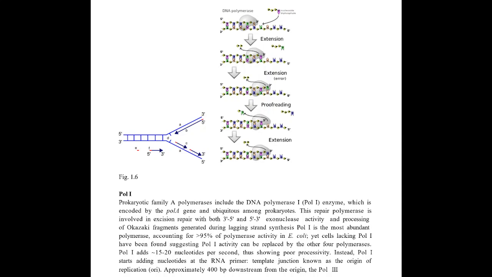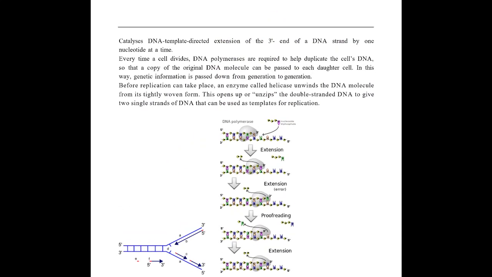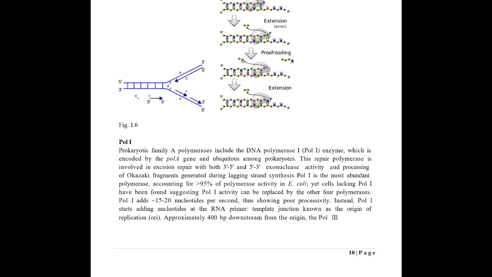Now, we have read about DNA polymerase before as well. So, we know that every time a cell divides, DNA polymerases are required to help duplicate the cell's DNA so that a copy of the original DNA molecule can be passed to the daughter cell. In this way, genetic information is passed down from generation to generation. Before replication takes place, an enzyme called helicase unwinds the DNA molecule from the tightly woven form. This opens up and unzips the double-stranded DNA to give two strands of DNA used as templates for replication.